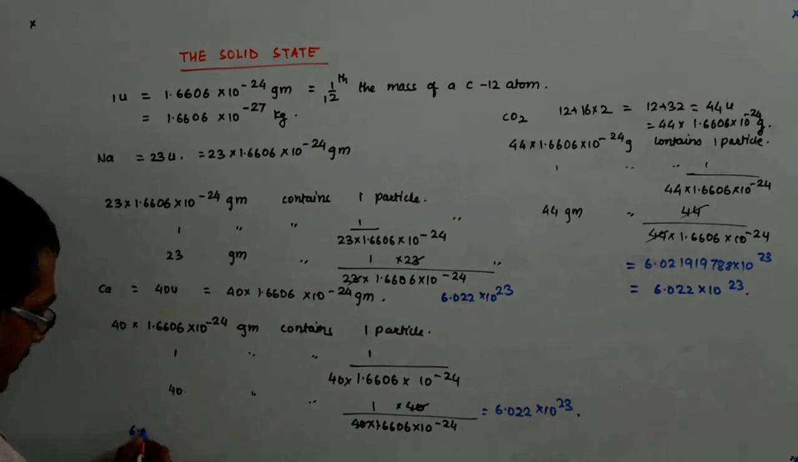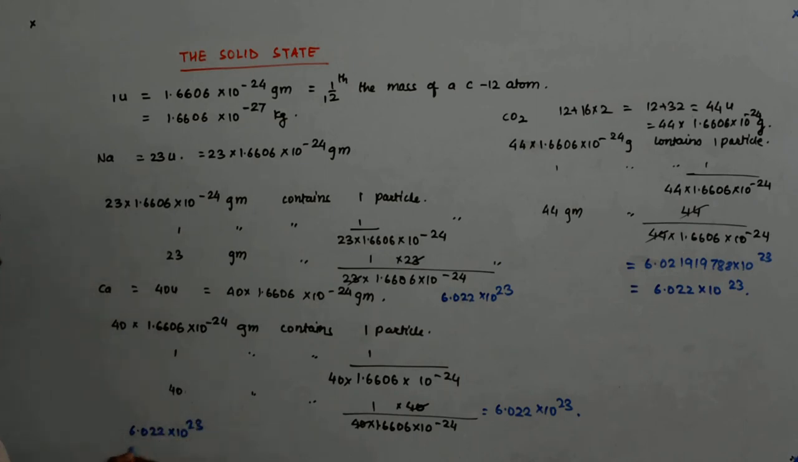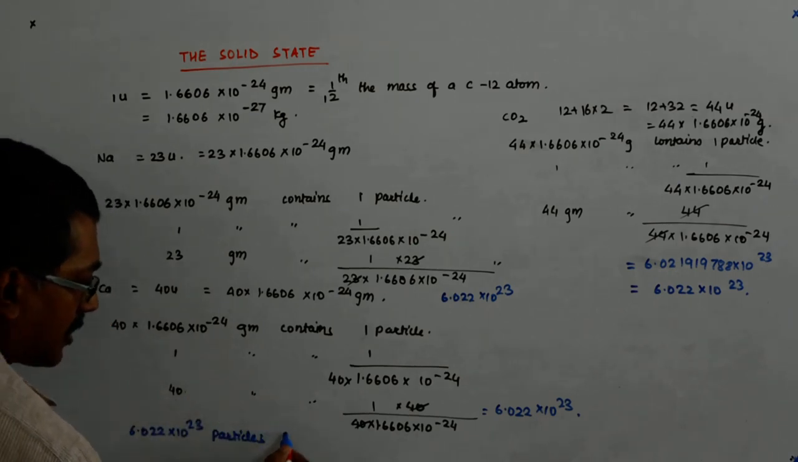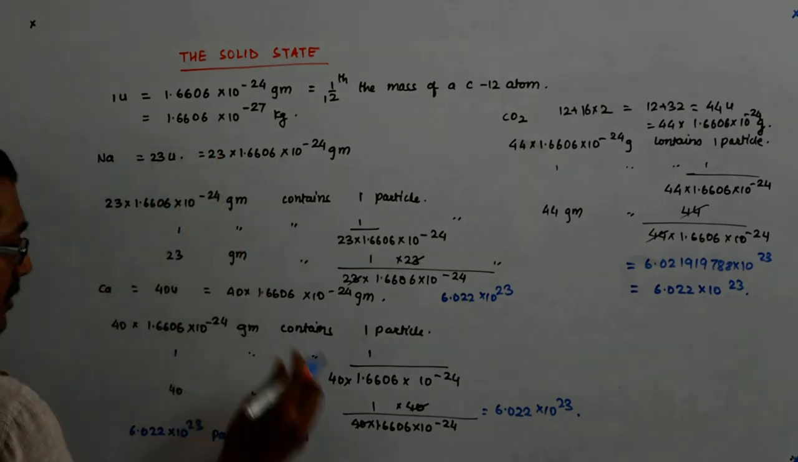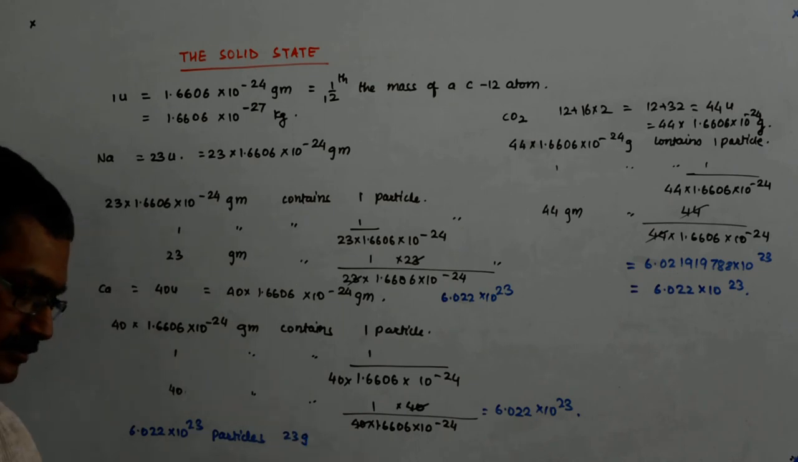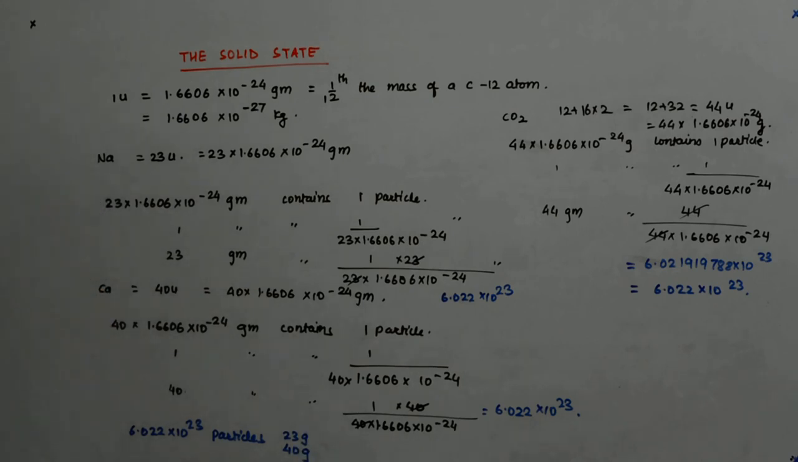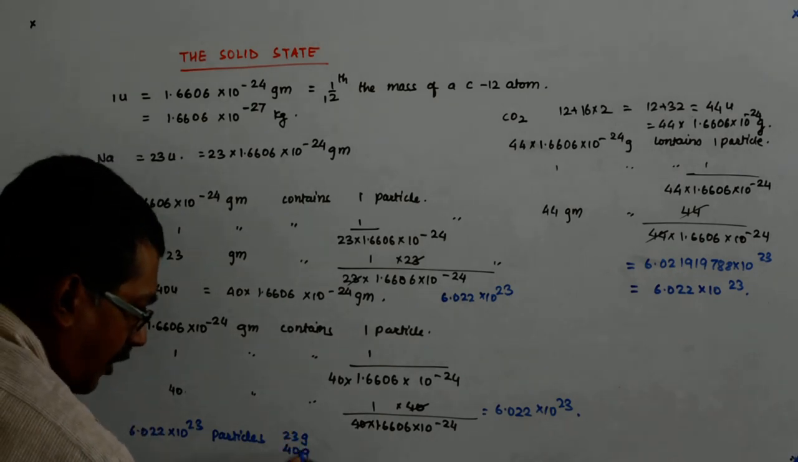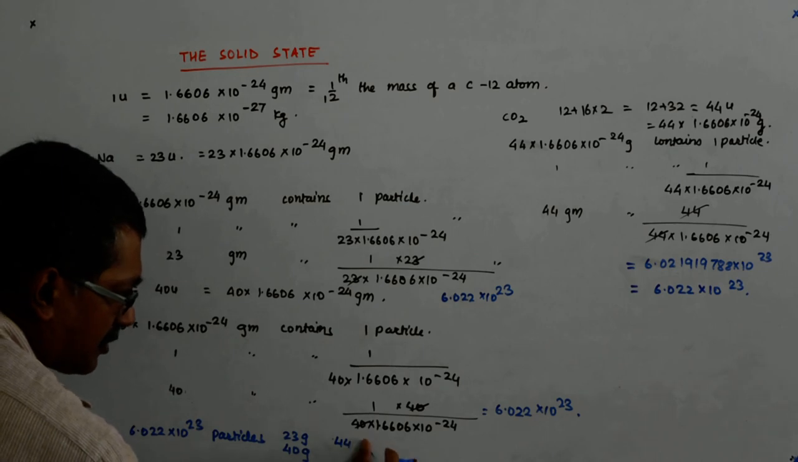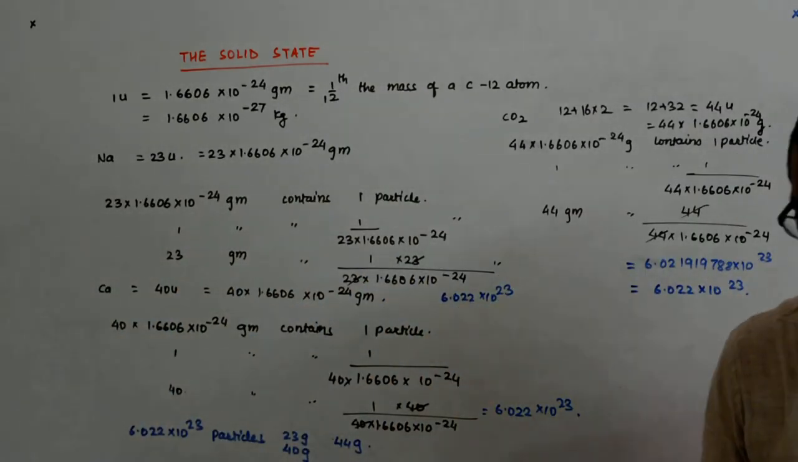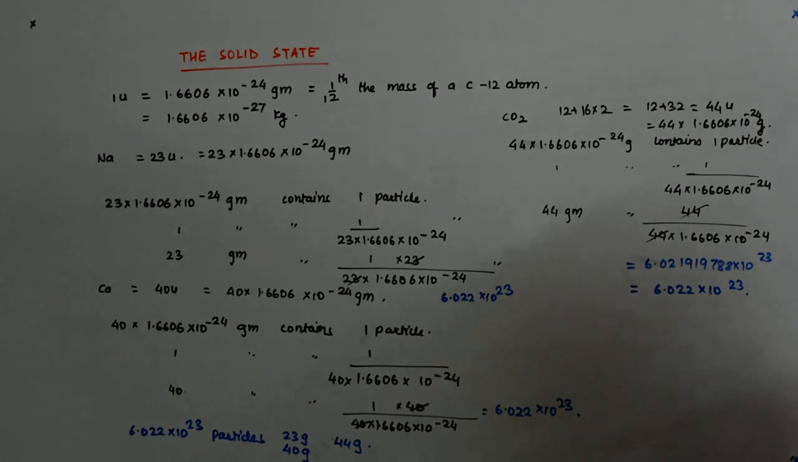Any 6.022 into 10 to the power 23 particles will have a mass of whatever the mass for one of them is, with the U replaced by G. I'm saying particles because I'll be considering atoms as well as molecules. So if it was 23 U for one Na, write it G. For calcium, 40 U, write it G. For CO2, 44 U, write it G. Why do we need the U? U came before. U is the more basic unit. From U we got Avogadro's number.